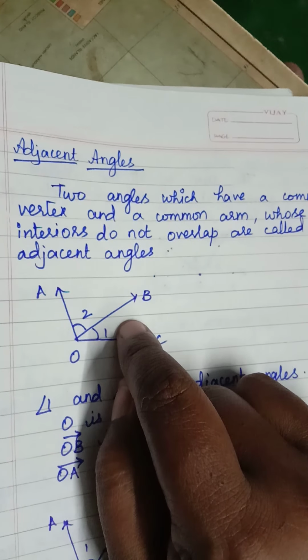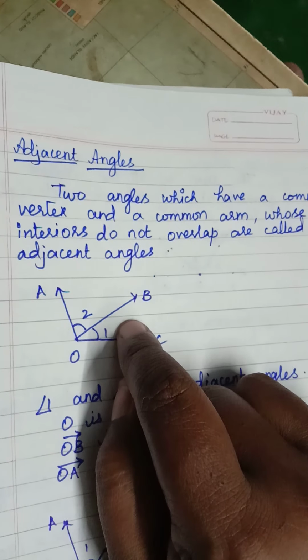See this diagram. Here, what are the adjacent angles? 1 and 2 are adjacent angles. 2 and 3 are adjacent angles. But 1 and 3 are not adjacent. Why are they not adjacent angles? They do not have a common arm. 1 is here, 3 is here. In between there are two rays, OB and OC, two arms. So they don't have a common arm. So angles 1 and 3 are not adjacent angles. But angles 1 and 2 are adjacent. Angles 2 and 3 are adjacent angles.